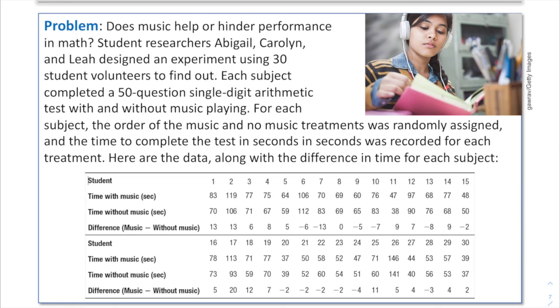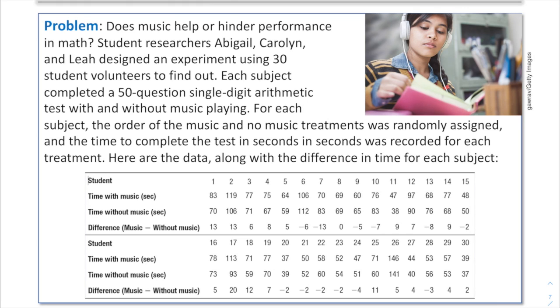Alright, so another example here. Does music help or hinder performance in math? So researchers Abigail, Carolyn, and Leah designed an experiment using 30 student volunteers to find out. Each subject completed a 50-question single-digit arithmetic test with and without music playing. For each subject, the order of the music and no music treatments was randomly assigned, and the time to complete the test in seconds was recorded for each treatment.